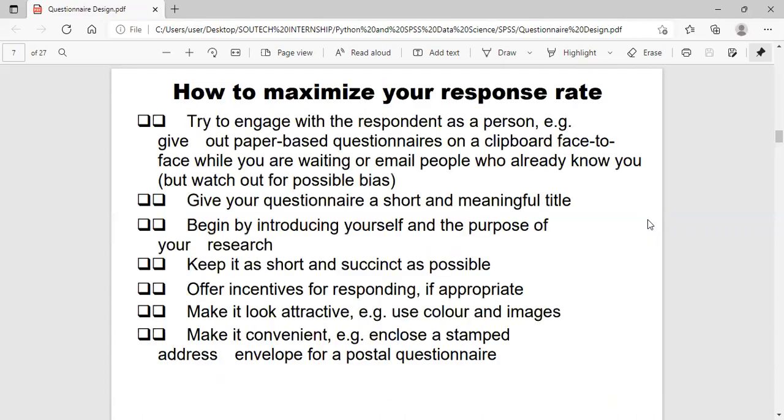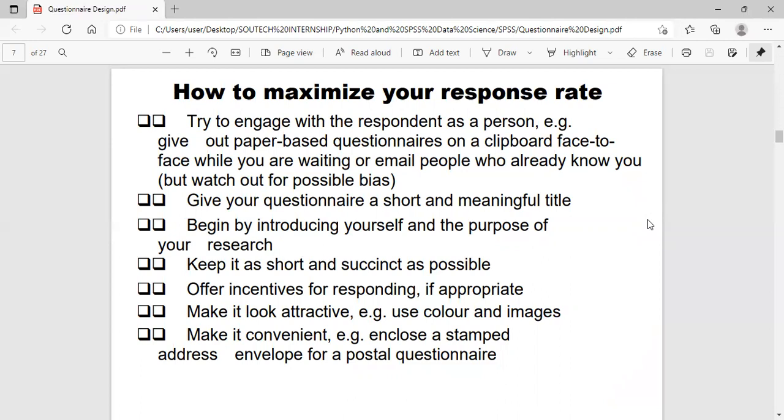Next, we have how to maximize your response rate. Try to engage with respondents as a person. People do things when it's more personal. Honestly, people do things when it feels like it's for them. Give out paper-based questionnaires on a clipboard face-to-face while you are waiting, or email people who already know you.